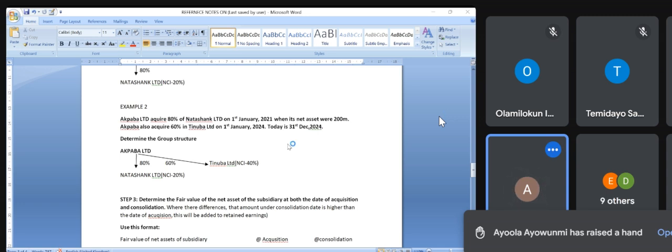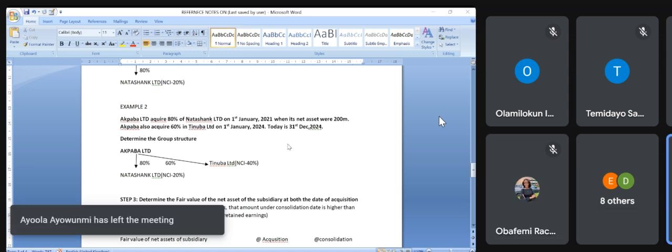You can't see my screen now. Timindayo, can you see my screen? Ah, maybe you log out and log in again, please. Okay, thank you. And that's that.